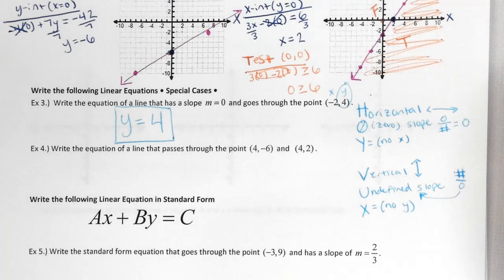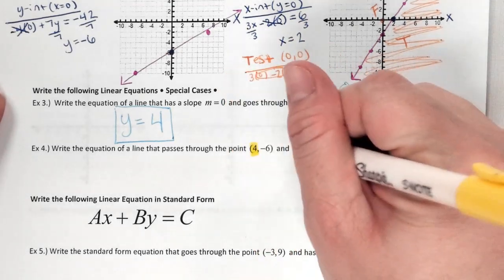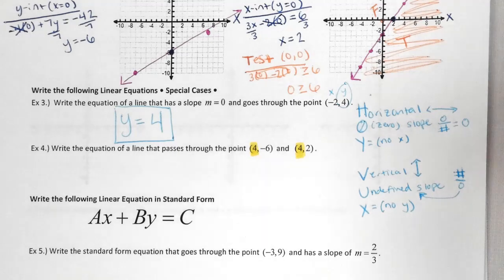Any questions with that? Okay. So then it says, write the equation of a line that passes through the point (4, -6) and (4, 2). What do you notice? What's the same? The 4's. The x's match. If you notice that the x's match, or even the y's match, now x and y can match, it doesn't matter. But if both x's match or both y's match, it's a special case.